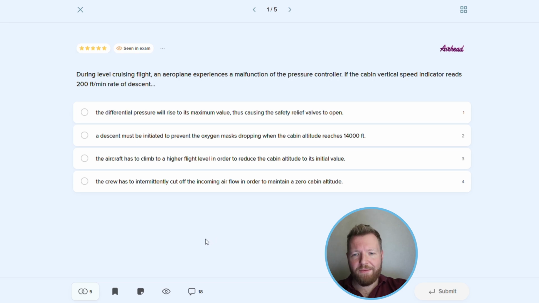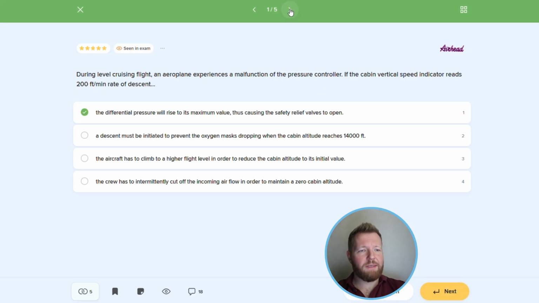When it reaches the maximum value, which is usually around 8-9 psi, the safety valves open to prevent the overstressing of the aircraft structure. So the correct answer is answer number 1. The differential pressure will rise to its maximum value, thus causing the safety relief valves to open. And this one is correct.